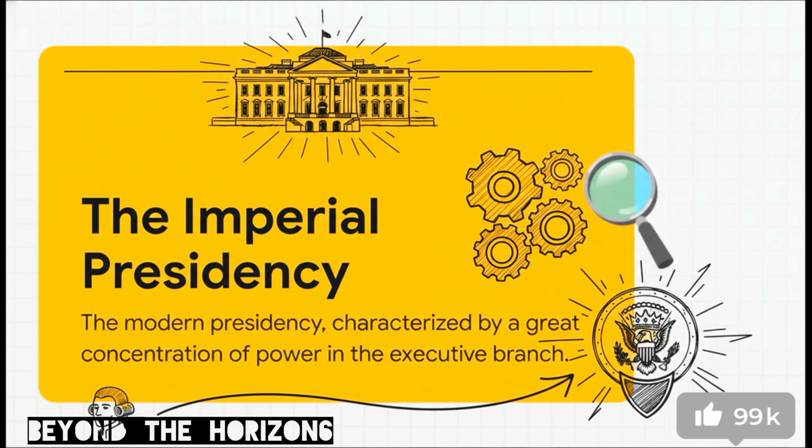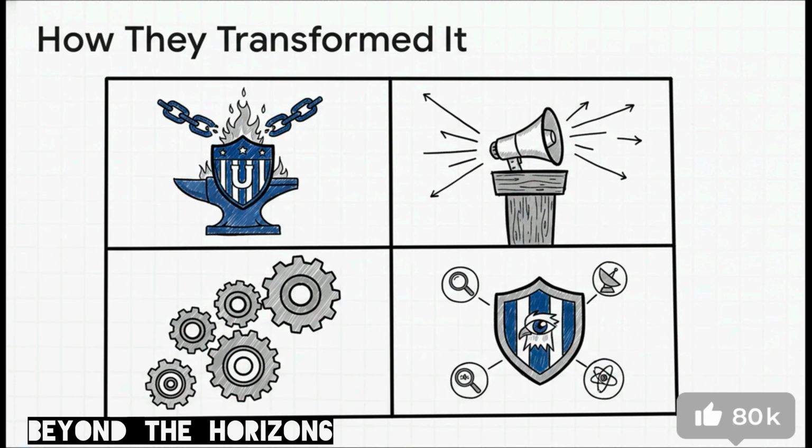This massive expansion of power actually has a name. Historians call it the imperial presidency. And it's just this idea that over time, the president's power grew to a level that the founders probably never, ever imagined. And this group of presidents, they were the chief architects of that change. So how'd they do it? Well, let's break it down.